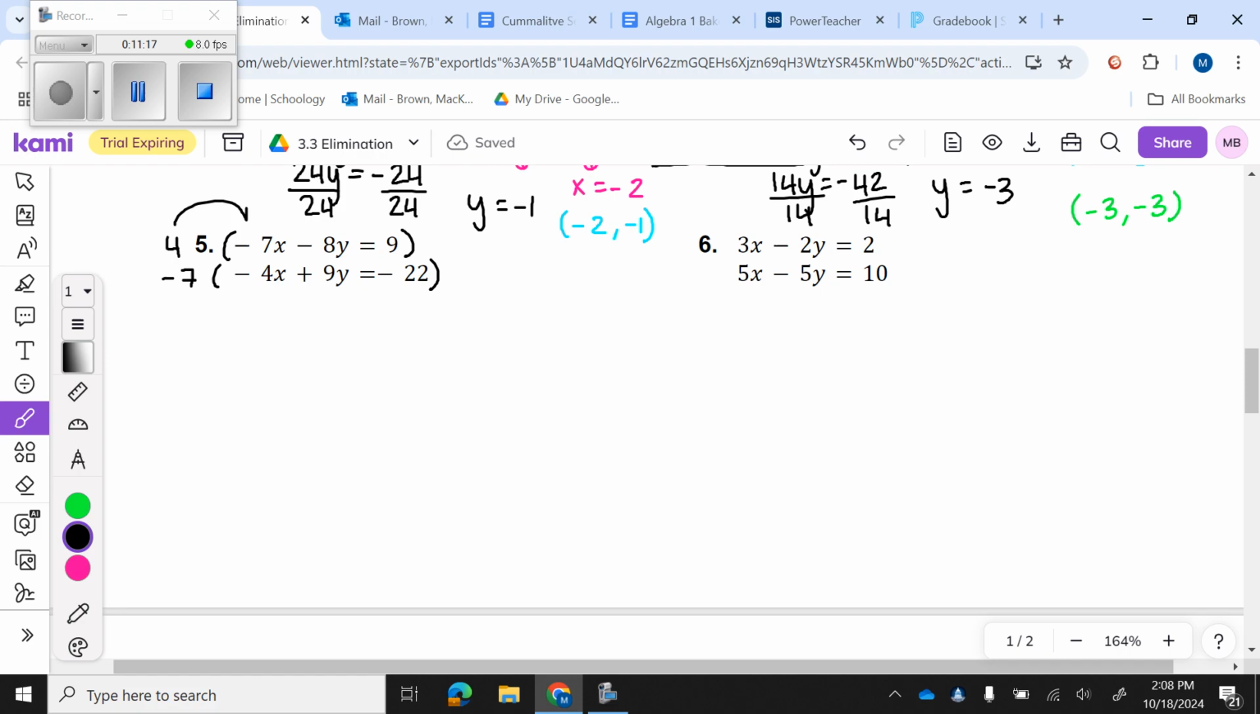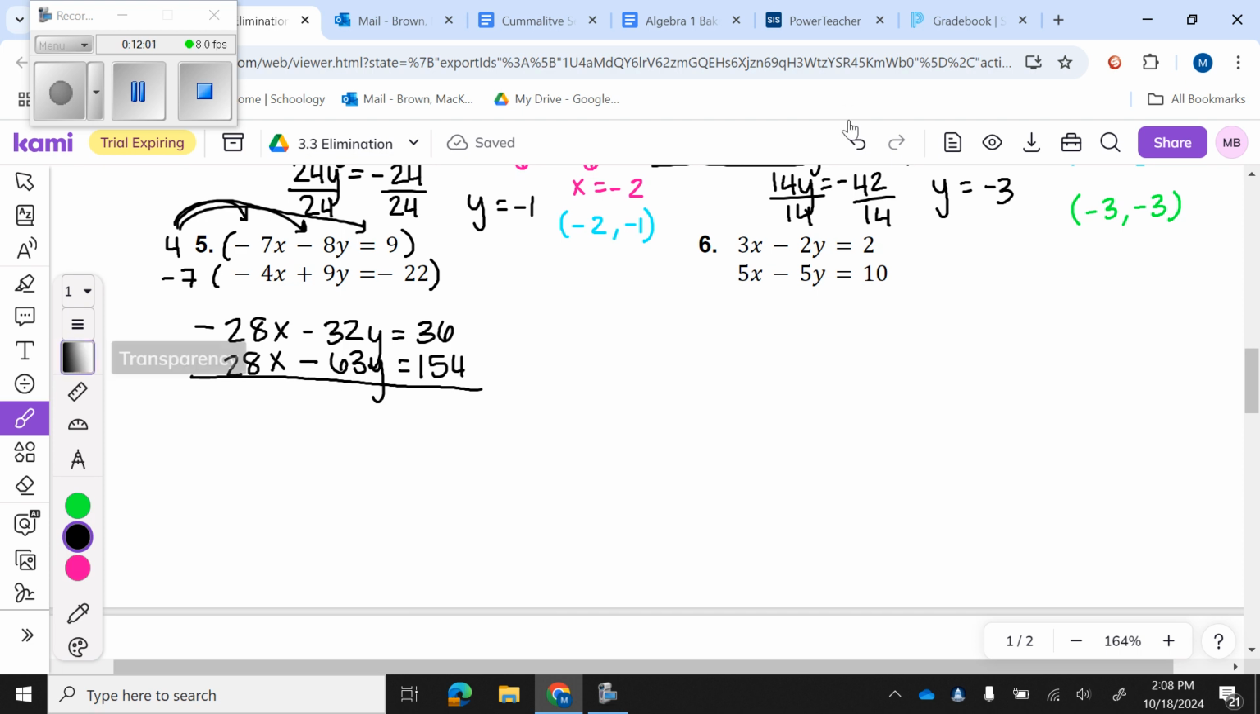When I distribute this 4 into everything in this equation, I'm going to have a negative 28x minus 32y equals 36. All right, there's my top equation. Now I'm going to multiply everything in my bottom equation by negative 7. So I'm going to have 28x. Negative 7 times 9 is going to be a 63, I'm pretty sure. Negative 63y equals, then I got to do negative 7 times negative 22, and that's going to give me a positive 154.